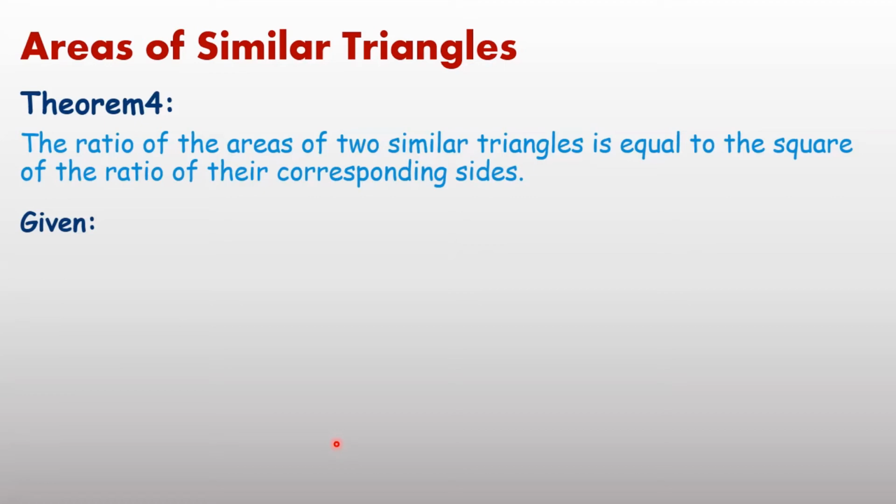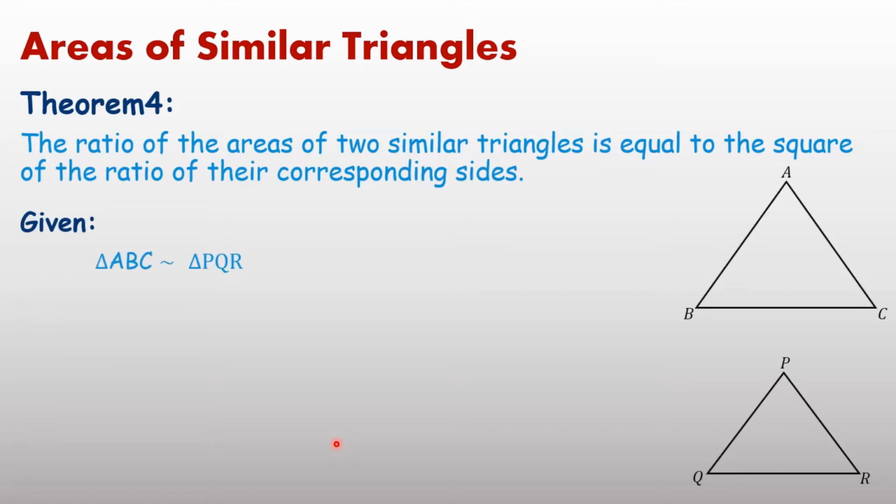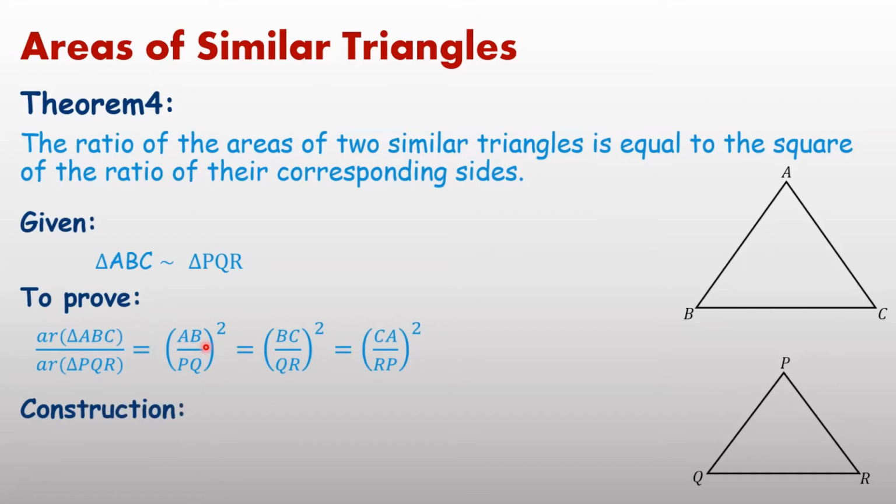It implies the given part is, if you consider triangles ABC and PQR, triangle ABC is similar to triangle PQR. The given part is if triangle ABC is similar to PQR, then area of ABC upon area of PQR equals the ratio of corresponding sides squared, meaning AB upon PQ whole square equals BC upon QR whole square equals CA upon RP whole square.